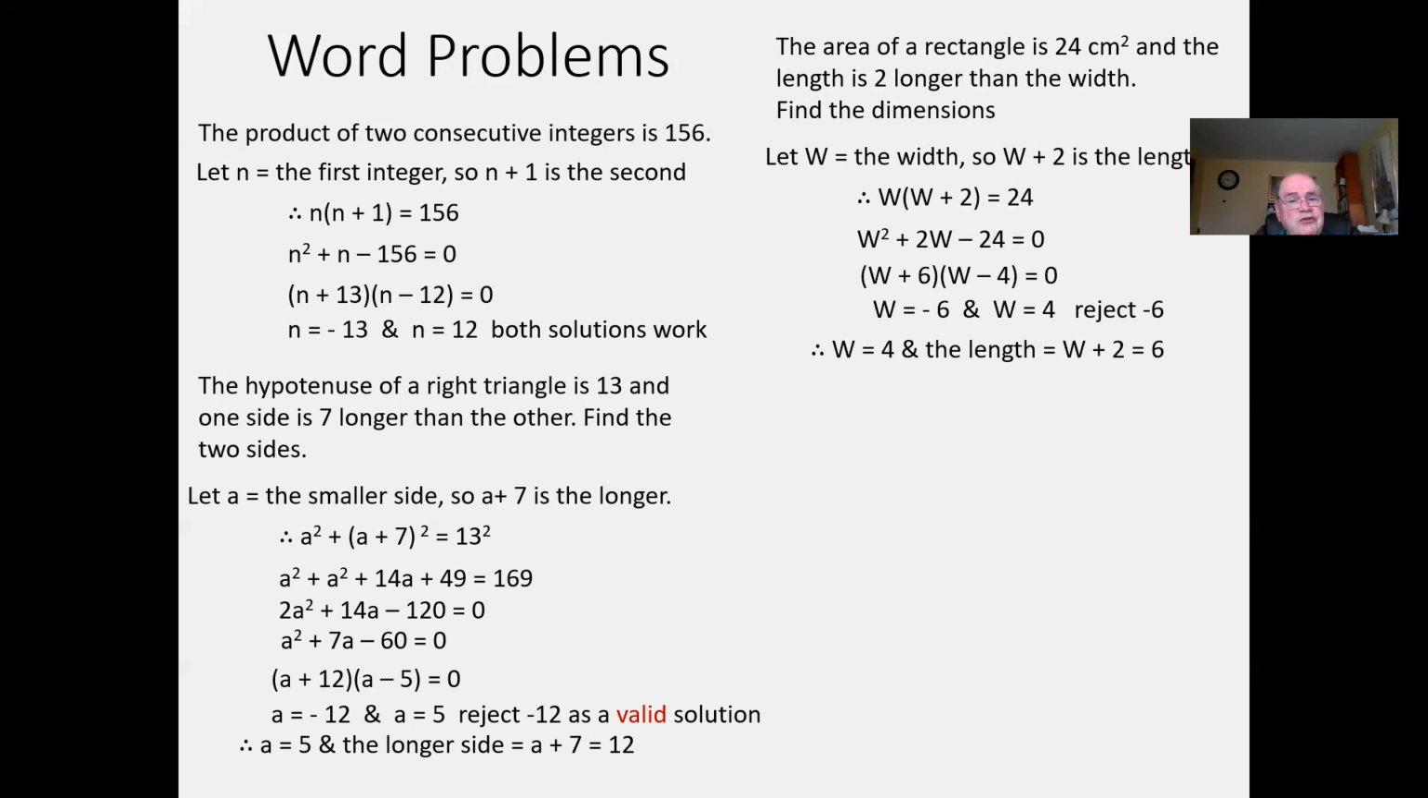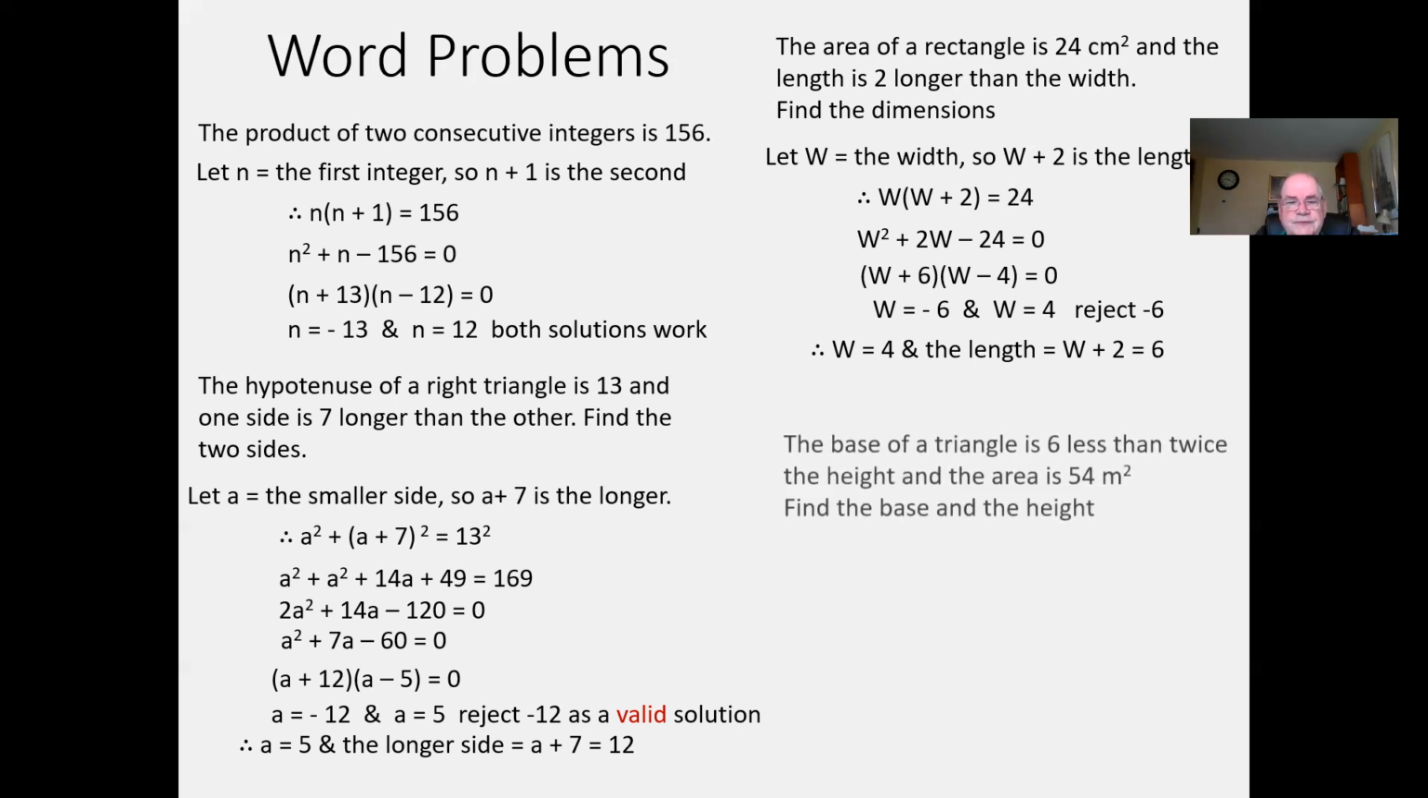Notice we've got to bring the 24 to the other side so that we can factor the whole mess. Easy factors of 24 give 2. And again, we would reject the -6 as a solution because these are lengths and widths of rectangles. So only the width of 4, and again, the length of 6 is the length.